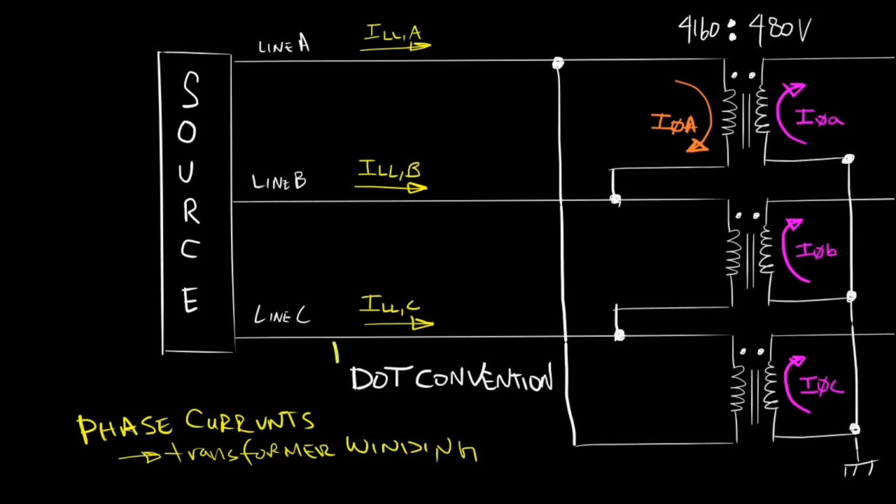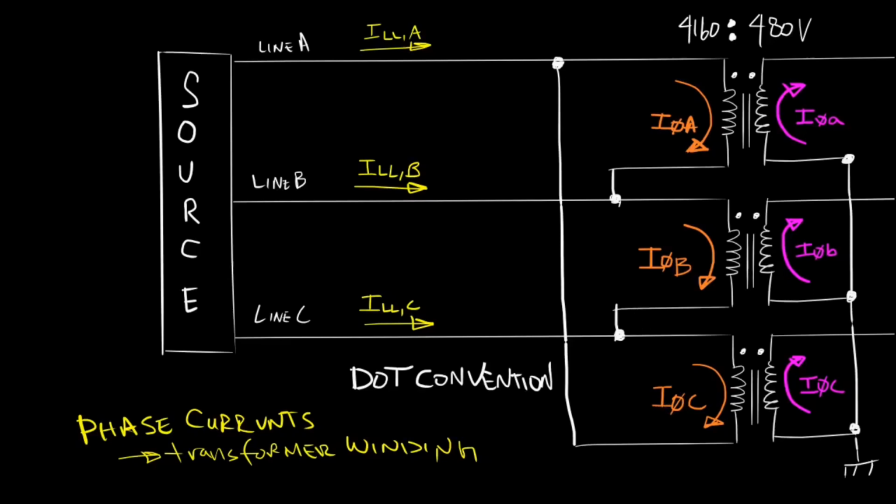We're simply following the dot convention. If current goes into the dot from one side, then current must flow out of the dot on the other side. Similarly, phase B current must flow into the dot on the primary side to make secondary phase B current flow out of the dot on the secondary side. And lastly, phase C current must flow into the dot on the primary side to make secondary phase C current flow out of the dot on the secondary side.